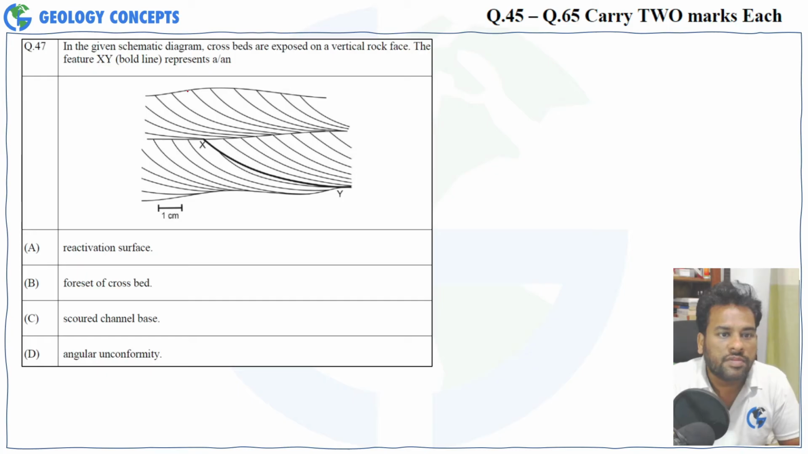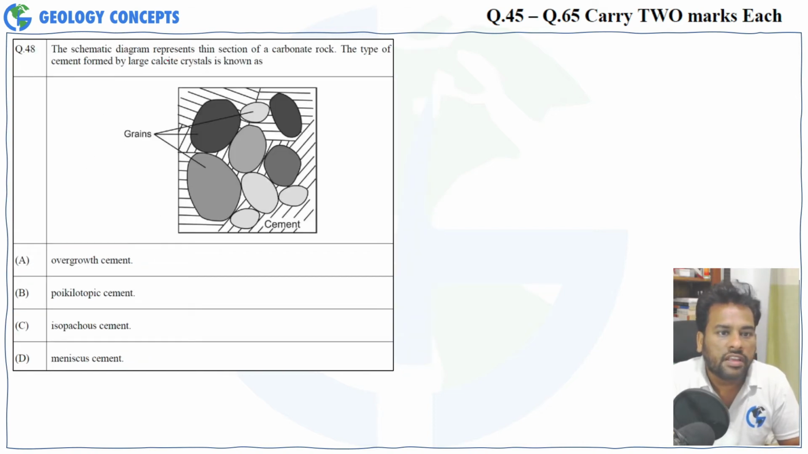In the schematic diagram, crossbeds are exposed on a vertical rock face. The feature XY in the bold line, you see it is eroding one of the four sets here. So this is a reactivation surface. A.